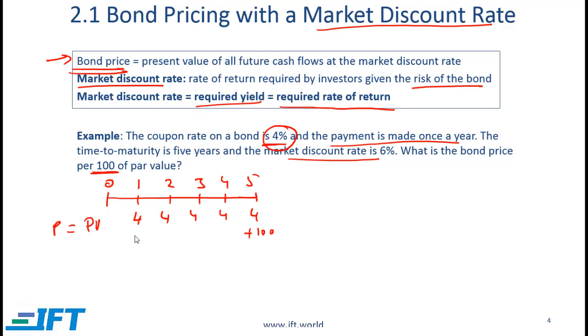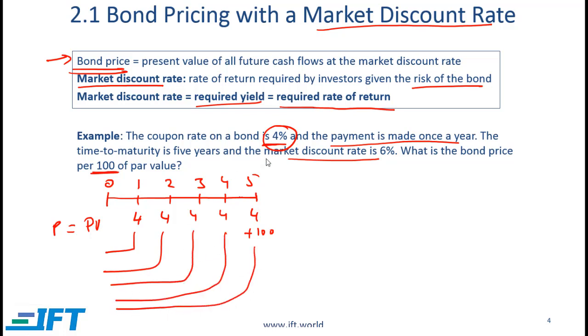All we need to do here is discount back each of these cash flows at a rate of 6%, the market discount rate. The curriculum solves these problems by actually calculating the present values and adding up all these present values. But if you do this on the exam, it will take too long. So I want you to use the financial calculator.